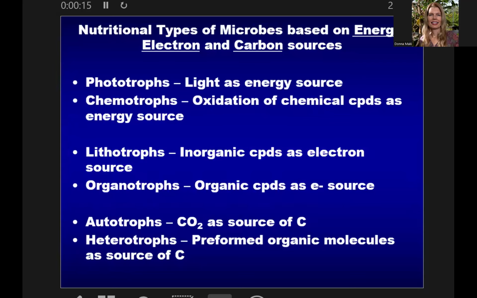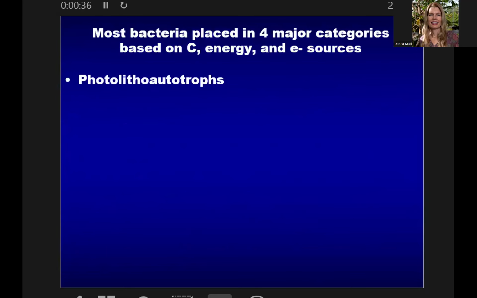Logical order because of how we smush all the terms together. So remember I said, memorize these in pairs. Okay, so this is based on energy. How do they get their energy? What's their electron source? And what's their carbon source? Because then when you smush all these together and make these various terms, that's how they always name them.